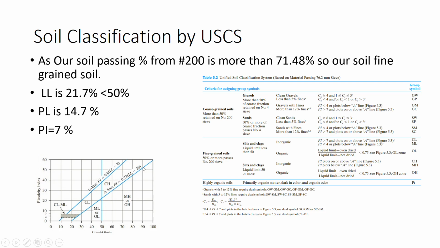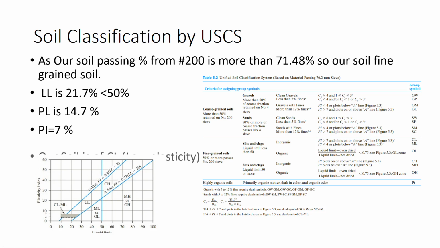We can also find out by comparing the liquid limit with PI. The liquid limit is 21.7 around that location, and for a PI of around 7, this will be the location where our soil can be found, which is also the low plastic region, CL.